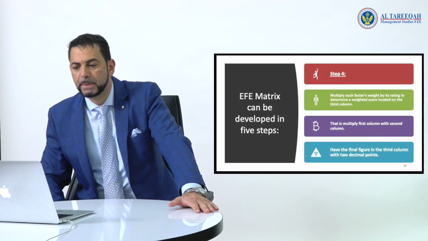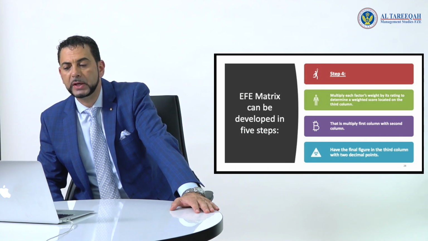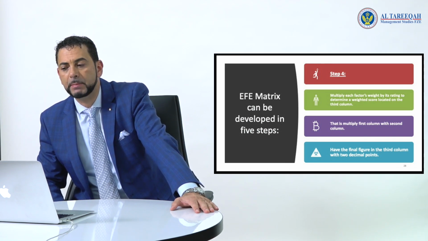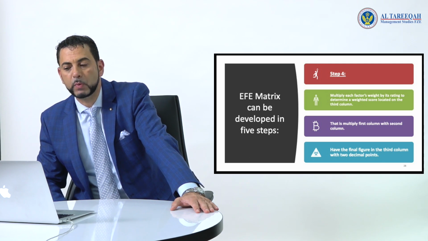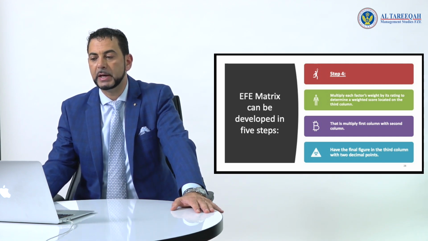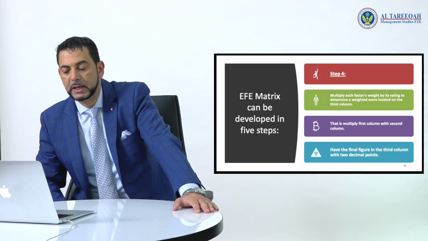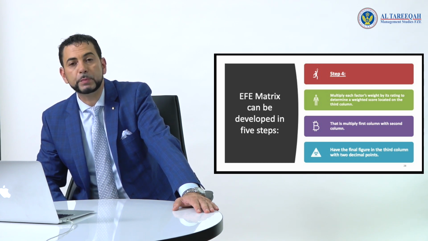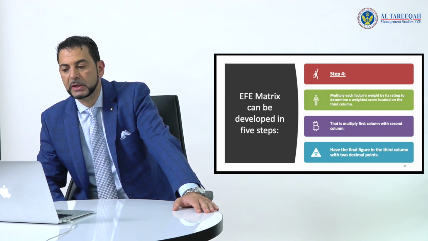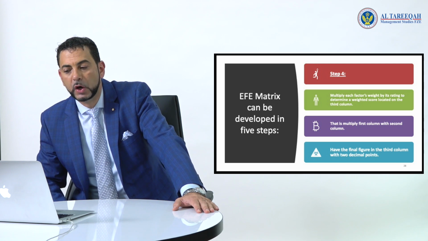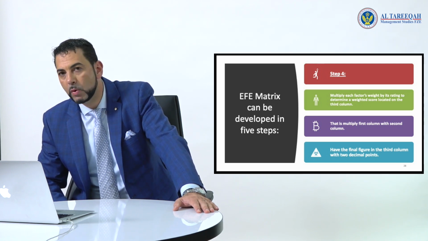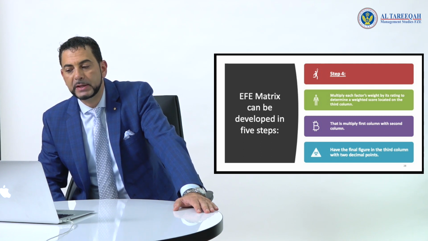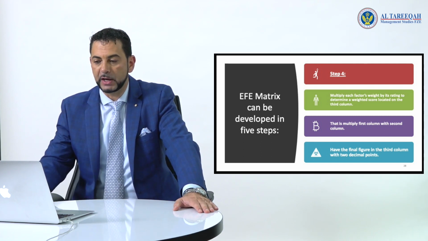Now the fourth step is very important. What you need to do basically is multiply each factor by its rating. So that's column number 1 by column number 2, and then you have your final figure. Now, what does that mean then? You're going to have the sum of that figure. Now, very important for the interpretation itself: regardless of the number of key opportunities and threats included in the EFE matrix, the highest possible total weighted score will be 4. So it cannot be more than 4. The lowest number is 1, and the average is 2.5.